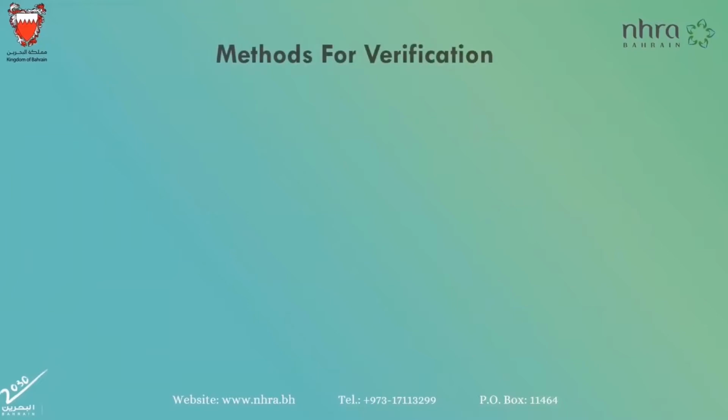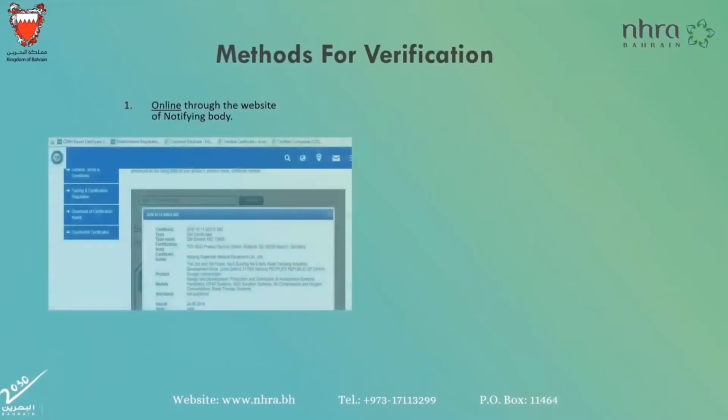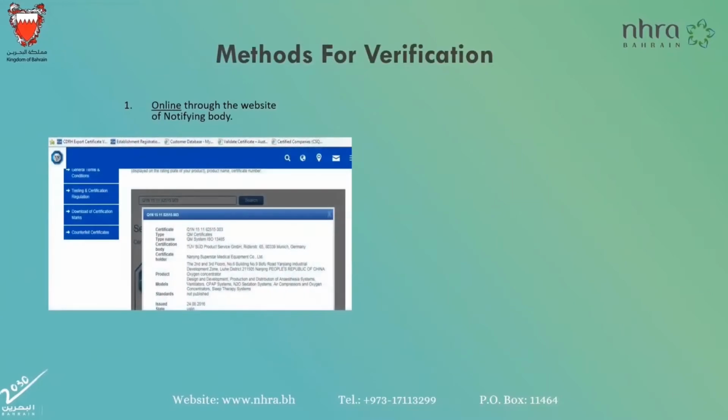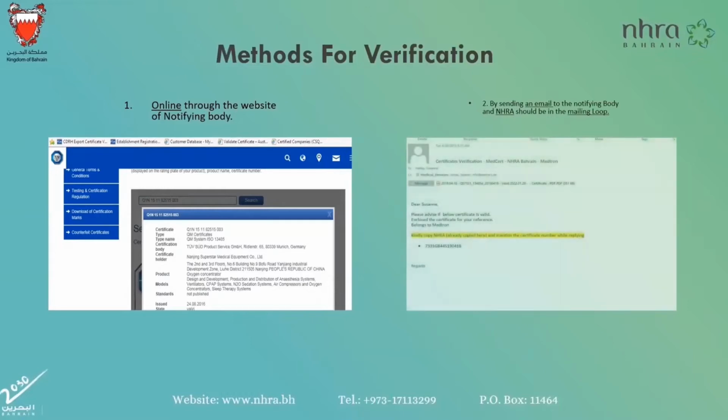There are two methods to verify the certificate. The first method is online. Most of the notifying bodies share their certificate database to the public, so the applicant can check through the website their certificate validity. If the notifying body does not provide an online database, there is a second option, which is sending an email to the notifying body asking for a validity confirmation for the certificate. But in this case, NHRA should be in the mailing loop. If the applicant couldn't manage that, an attachment of the original email must be sent to NHRA's email.